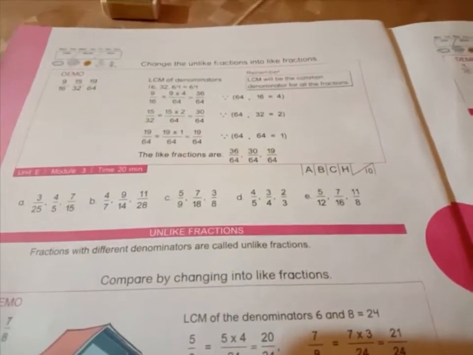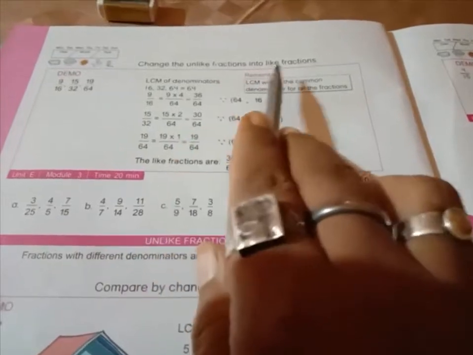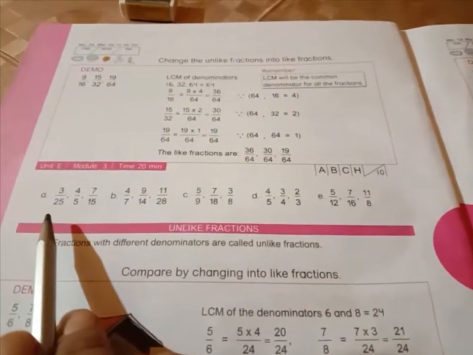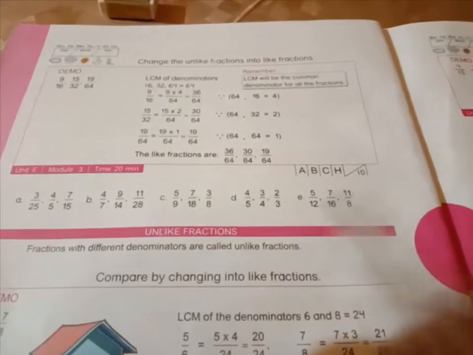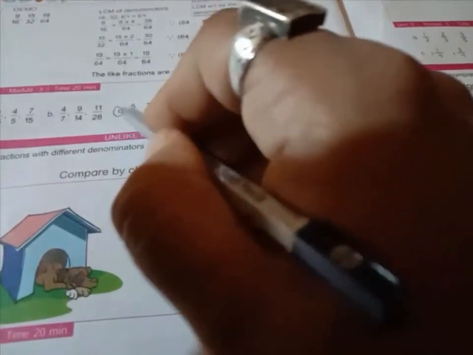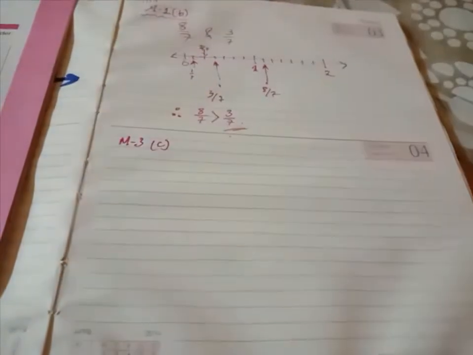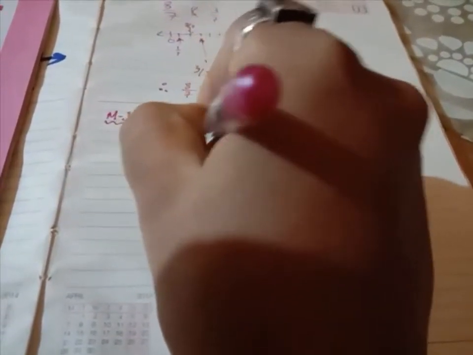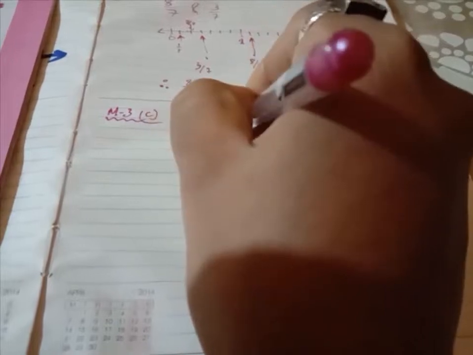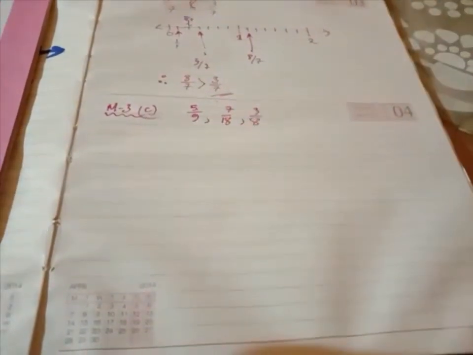In module number 3, we are asked to change the unlike fractions to like fractions. So we have to change all the unlike fractions in each of the problems into like fractions. So let us solve question number C. Module 3, question number C. The fractions given are 5 by 9, 7 by 18 and 3 by 8.